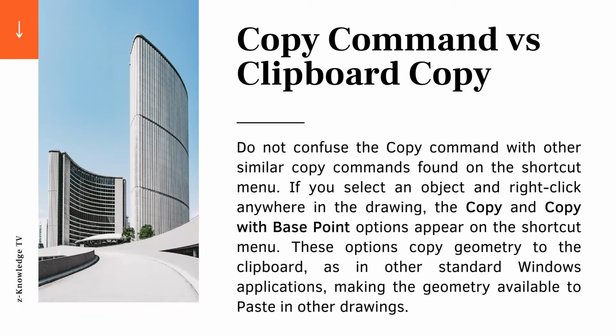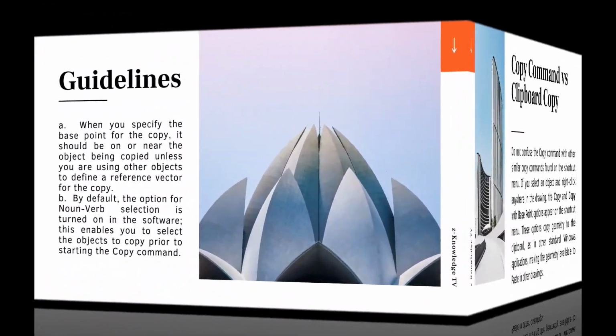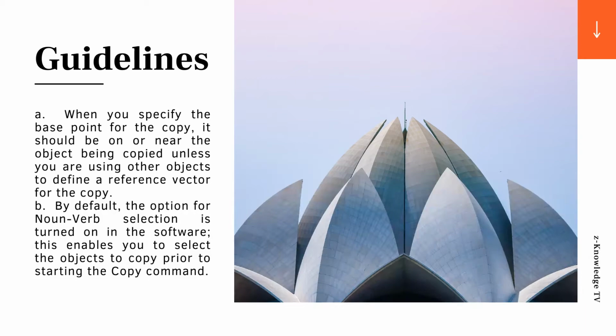So these are the guidelines when using the copy command. So first, when you specify the base point for the copy, it should be on or near the object being copied unless you are using other objects to define a reference vector for the copy. So second, by default, the option for noun word selection is turned on in the software. This enables you to select the objects to copy prior to starting the copy command.